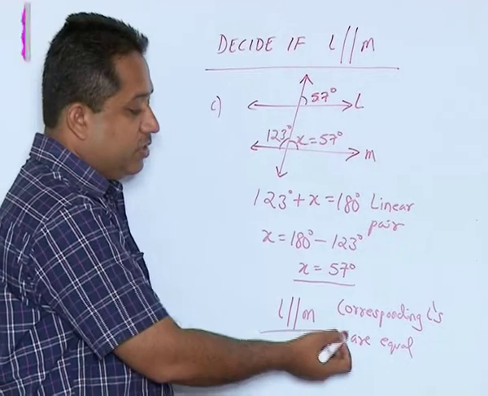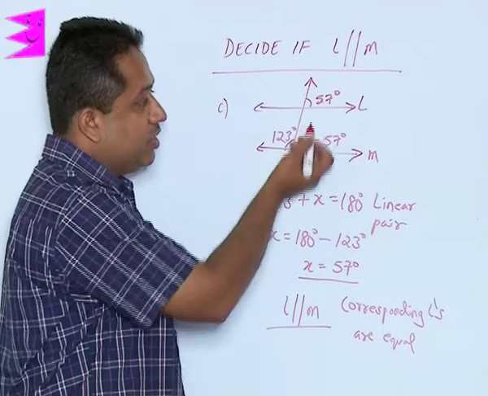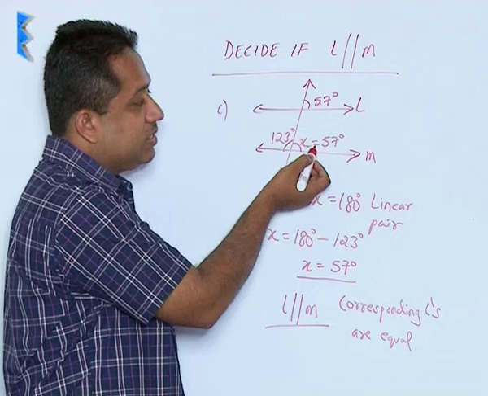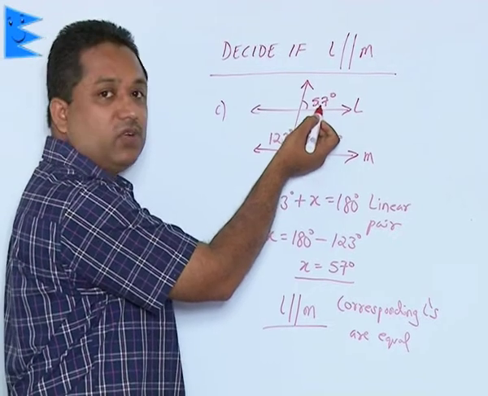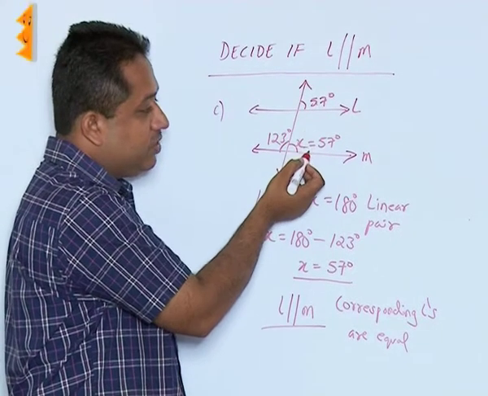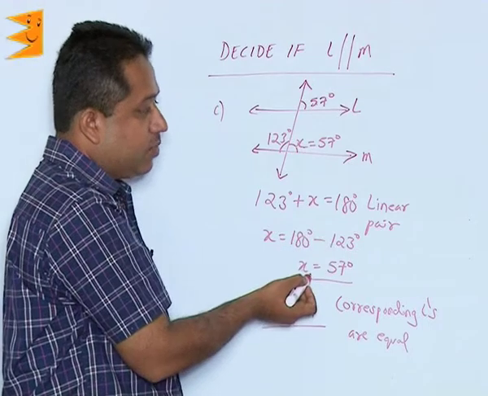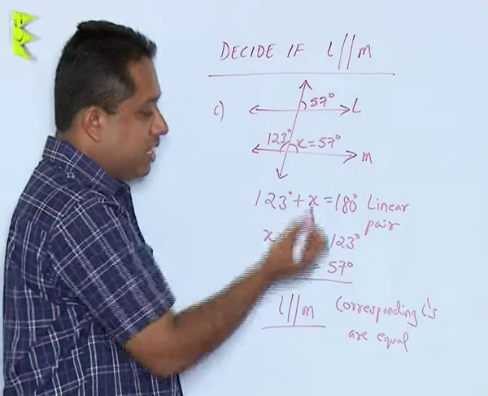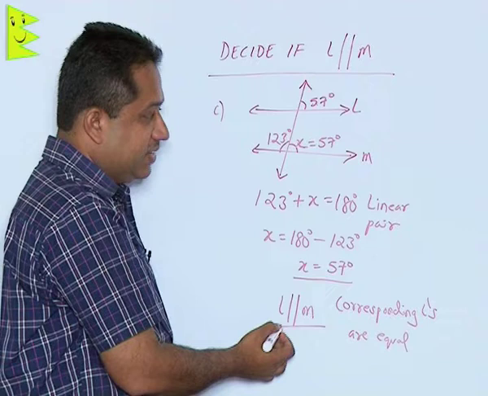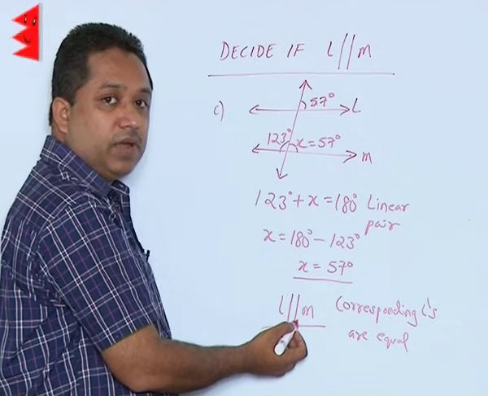So, here we are using the property of corresponding angles. We saw that the corresponding angles are equal. 57 was already given to us and we have found this other 57 by using the linear pair property. The corresponding angles are equal, therefore, we can say in this case lines L and M are parallel.